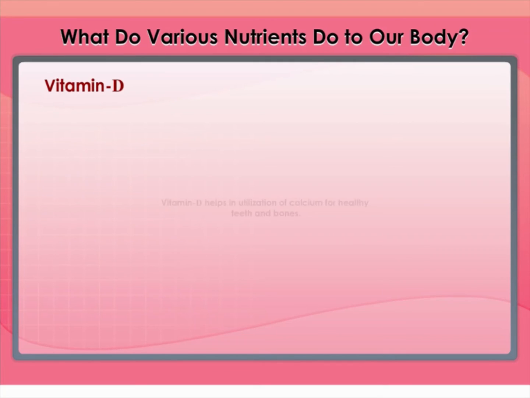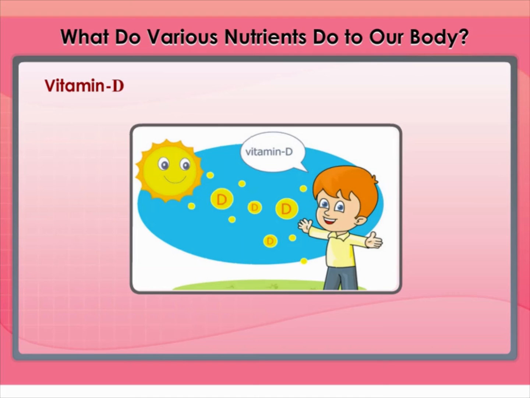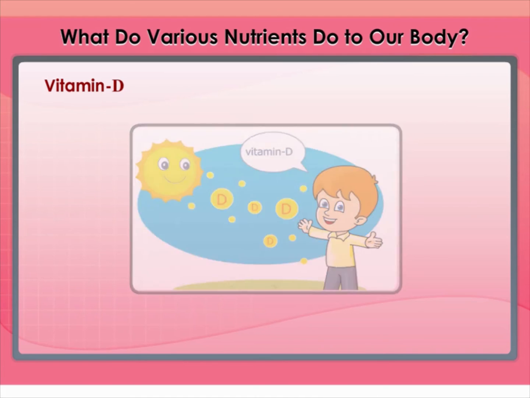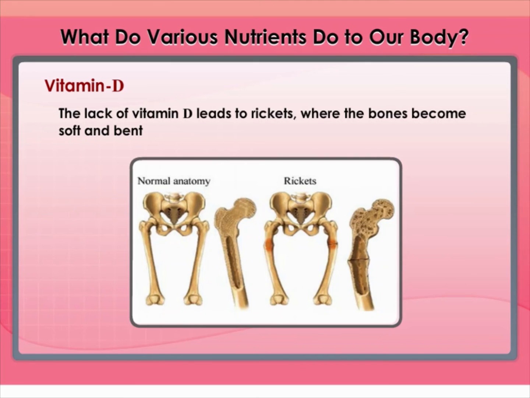Vitamin D. Vitamin D helps in the utilization of calcium for healthy teeth and bones. The major source of vitamin D is sunlight. The lack of vitamin D leads to rickets, where the bones become soft and bent.